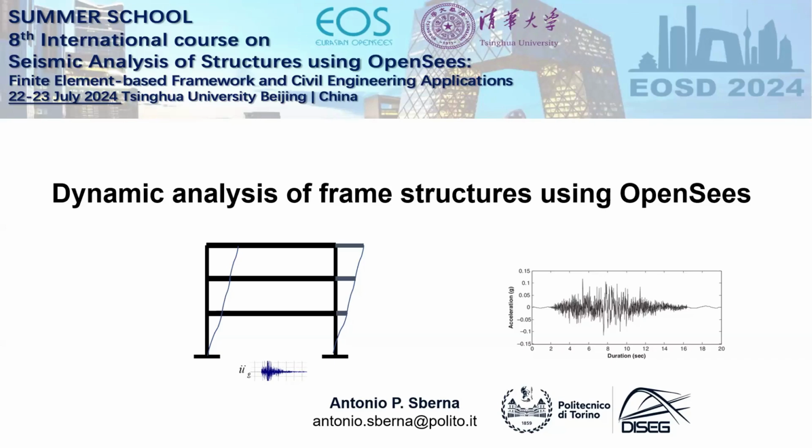Let's start with dynamic analysis on Opensees. So where we are. Yesterday you saw how to create and run an Opensees model, okay? How to create an elastic model, a nonlinear model with 2 different approaches, and how to run static analysis. Static analysis that can be monotonic or cyclic, right? Today we are going to do a dynamic analysis in Opensees.